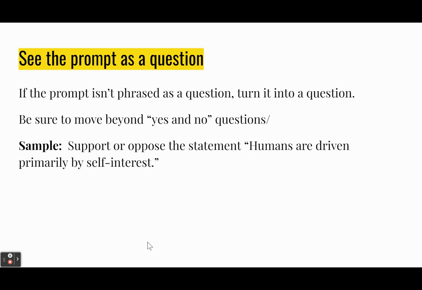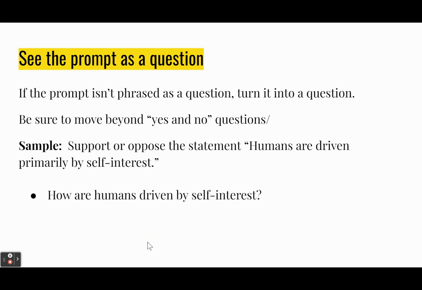Move beyond yes and no questions, ask a question. But, if Green says humans are driven primarily by self interest, I don't think he does, but if he does, then you can talk about if that's his thesis, you can respond whether he's right or wrong. That's in the response. Remember that the summary is here are Green's main points.